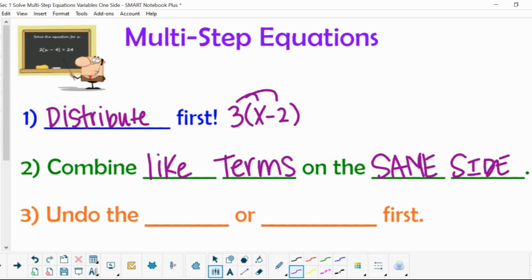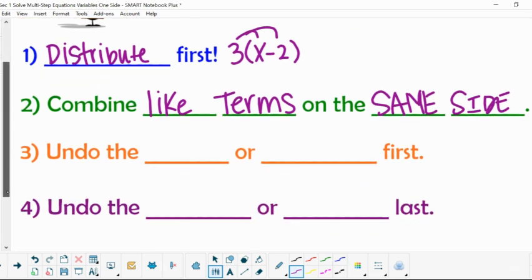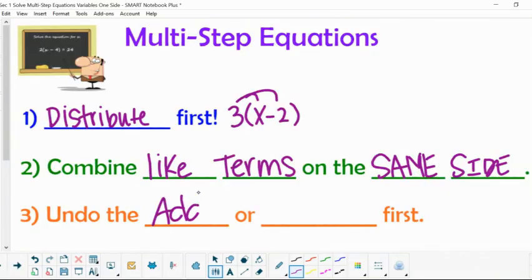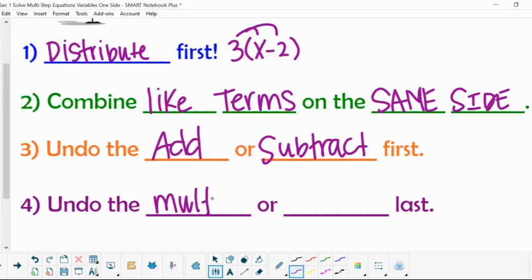Once we've done both of those, then we do just like we've been doing for the last 2 days. We start undoing. What do you always undo first? What do we undo? Look back at your notes maybe. What do you undo first? Like if we were doing this problem right here, what would you undo first? Addition or subtraction. Yeah. So we undo the add or subtract first. We're going backwards. So we start at the bottom of our order of operations because we're undoing now. We're moving backwards. So we undo the add or subtract first, and then undo any multiply or divide last.